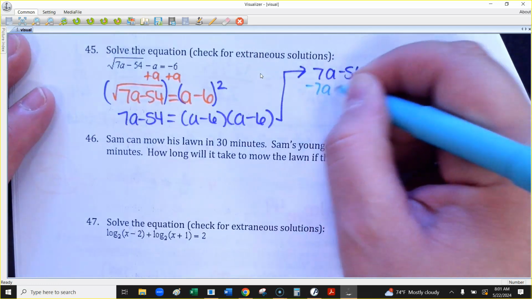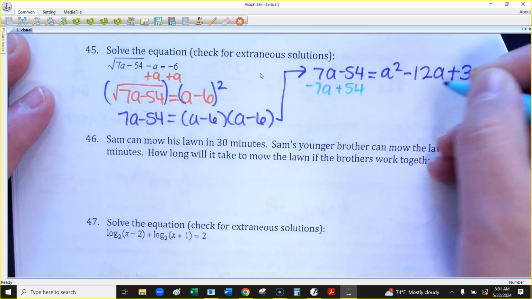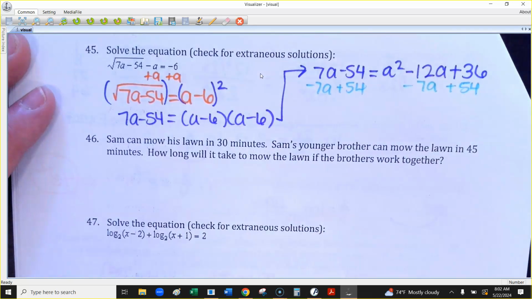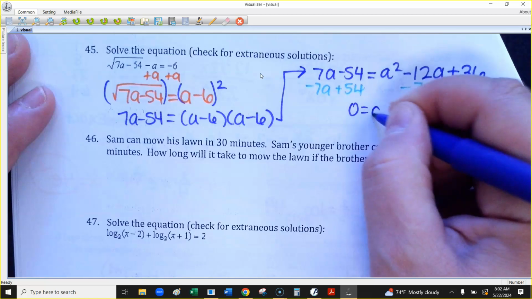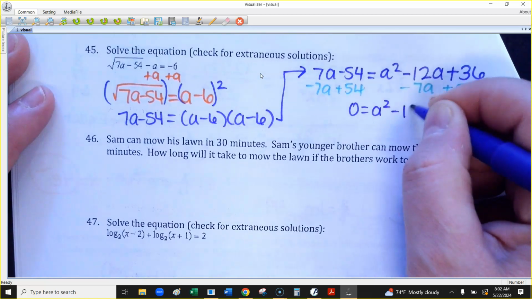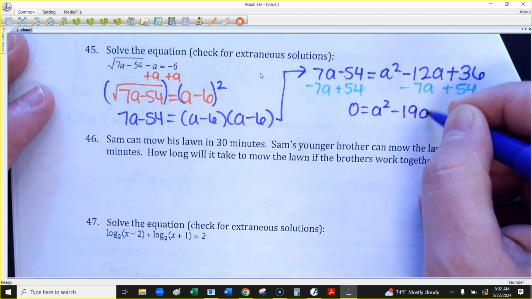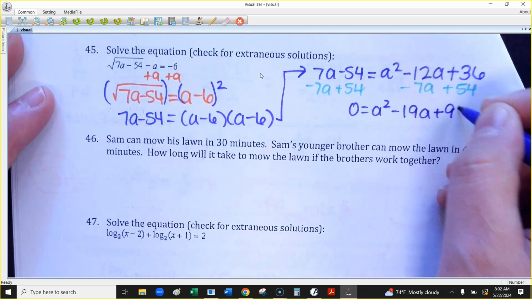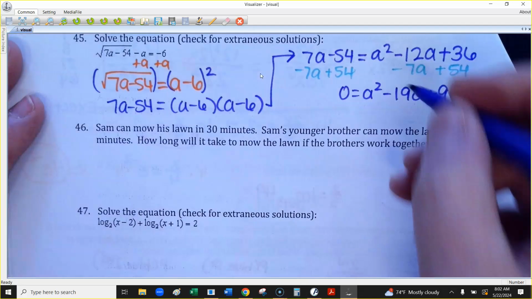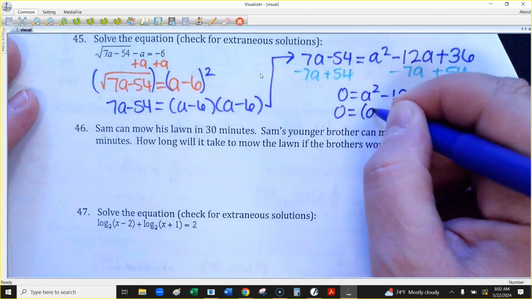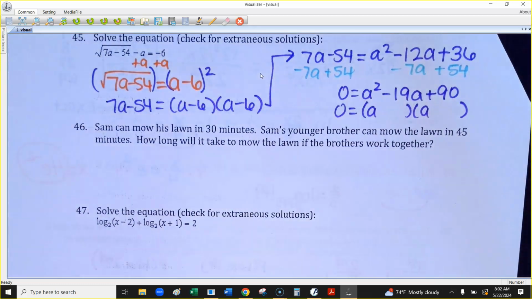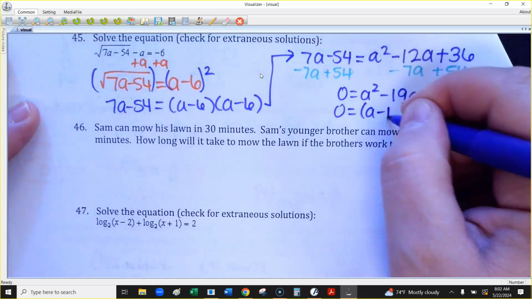And so to do that, I'm going to subtract 7a, and I'm going to add 54. So I'm going to get 0 equals a squared, let's see, minus 19a, and then plus 90. Yikes. Okay, can we think of two numbers? When we multiply them, we get 90, but when we add them, we get negative 19. Yes, good deal. Negative 10, negative 9.